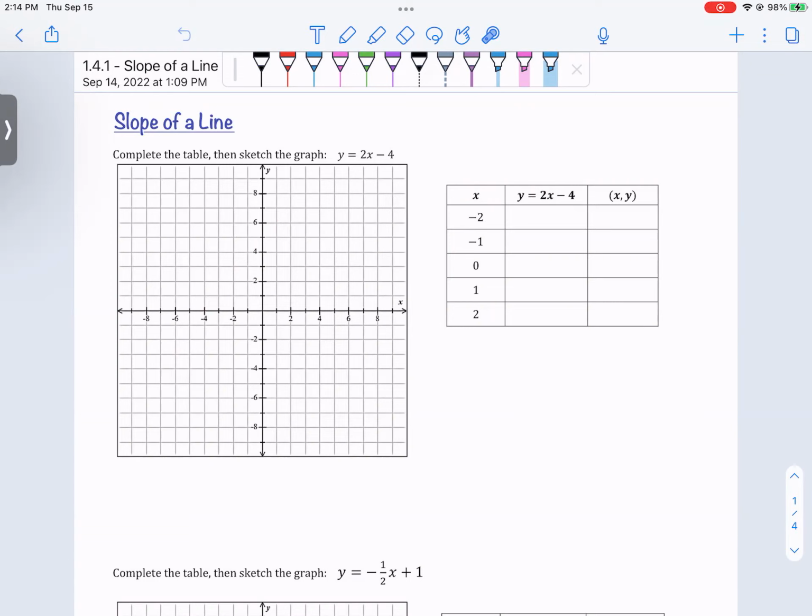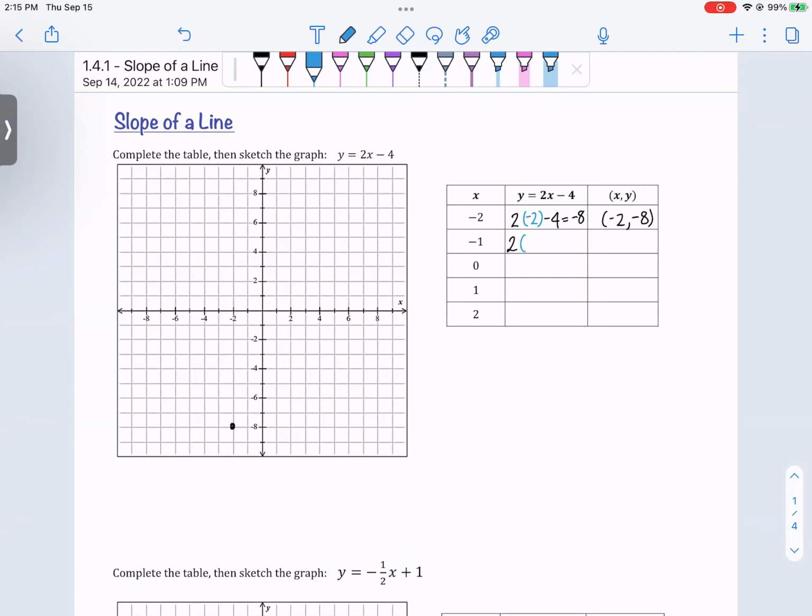Let's do that again. Let's plot some points. Let's take some x values, plug them into a function, get some coordinate points out. So for this first one, I'm plugging in -2 for x. So we have 2 times -2 for x minus 4. That'll be -4 minus 4, which is -8. So this is the coordinate point -2, -8.